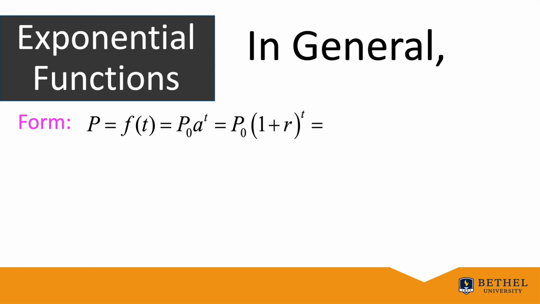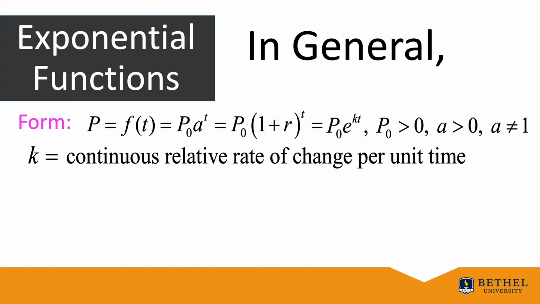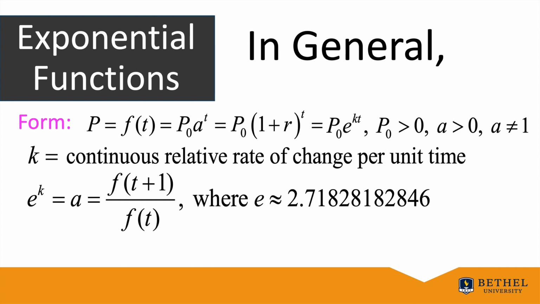We can also now write this as p sub 0 times e to the kt, where k is the continuous relative rate of change per unit time. In the case of compound interest, it's the continuous compounding rate, which we called r on the previous slide. And the relationship between these things can be expressed this way. E to the k equals a, where e is about 2.71828182846. And remember, a does equal f of t plus 1 over f of t. E to the k is the change factor per unit time.